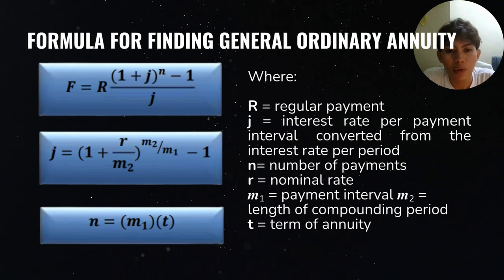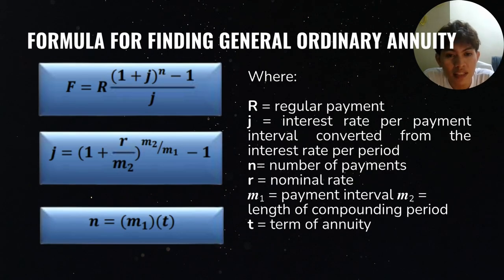Here is the formula for finding the general ordinary annuity. F, which stands for the future value, is equal to R, the regular payment, times (1 plus j) raised to n, minus 1, all over j. You can see here that j also has its own formula.